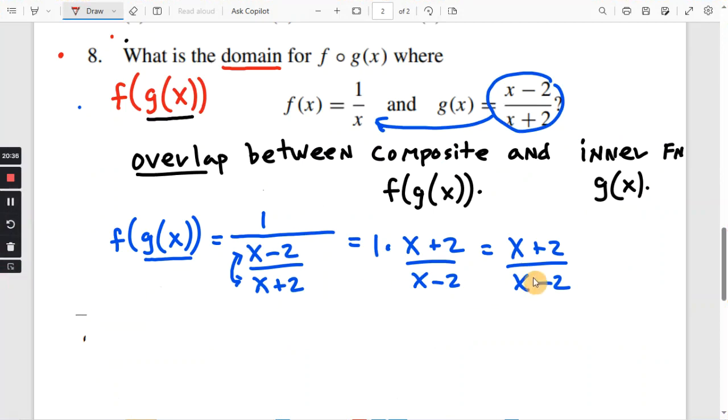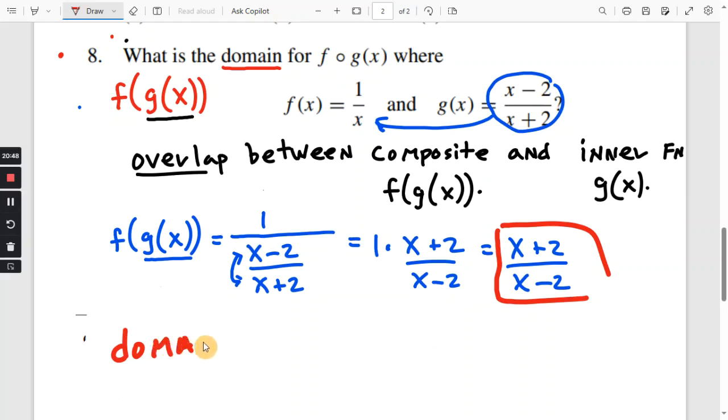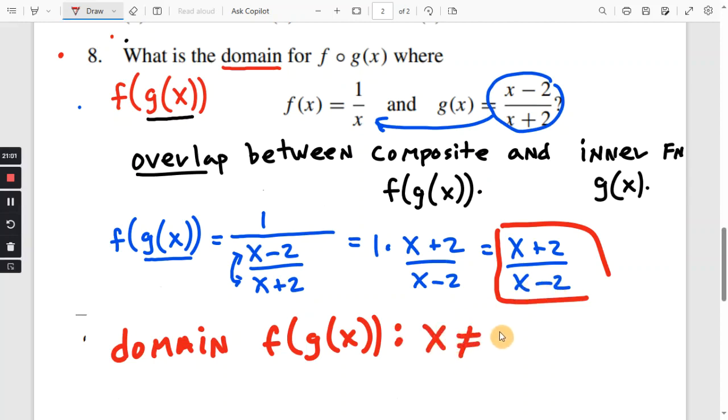All right, so what's the domain here for this right here? Well, the denominator can't be 0. So the domain for f of g of x cannot equal 2. I'm not going to write it with the parentheses and the infinities yet because I don't have to. The domain for f of g of x cannot equal 2.